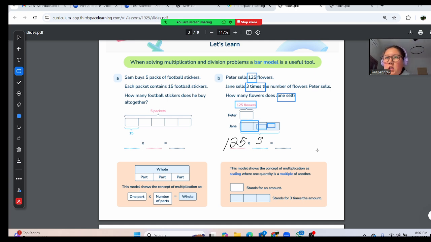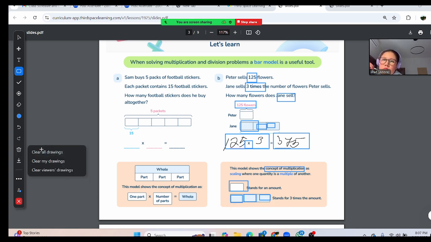375 actually. Good. I mean, your operations are correct. So this bar model is showing the concept of multiplication. Again we multiplied here, right? So basically this one was standing for 125. 3 times means triple of this, right? That's why we used three parts. Clear?